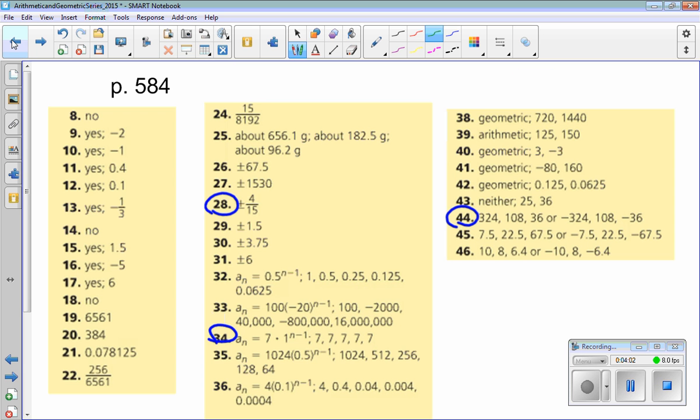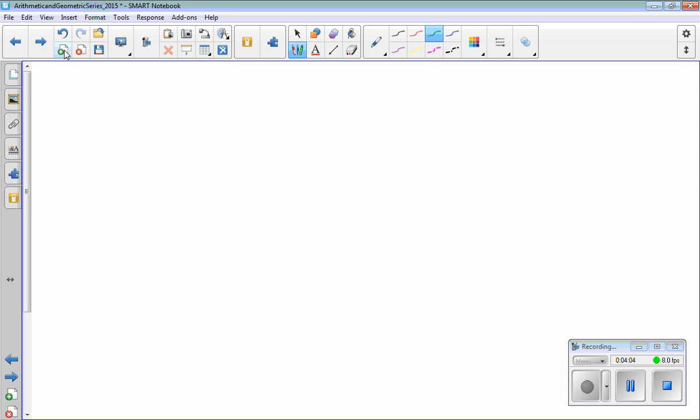All right, let's look at question 34 then, okay? So in question 34, what is it asking you to do here? It says write a formula. Okay, well, this one should have been pretty straightforward. Let's see, so a sub 1 is equal to 7, and r is equal to 1. So it tells us that we're looking for a geometric sequence. We have the first term and the r, which is all that you need.